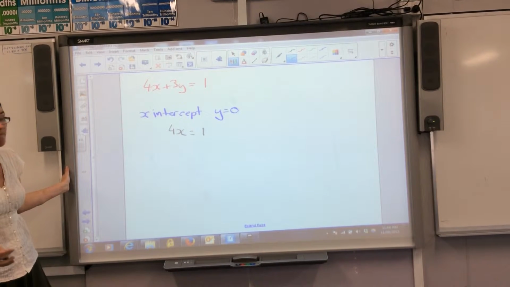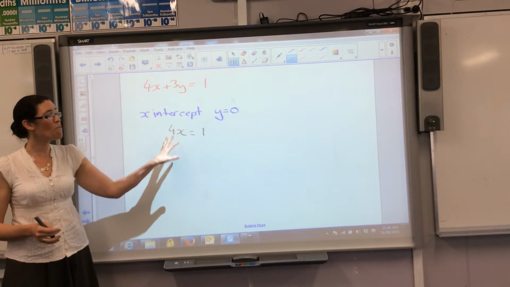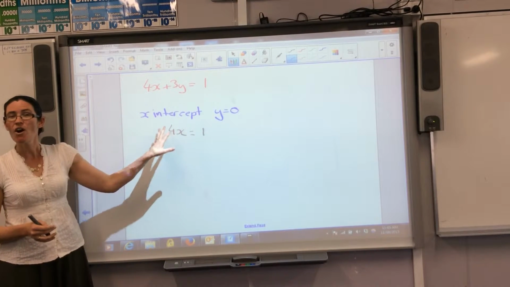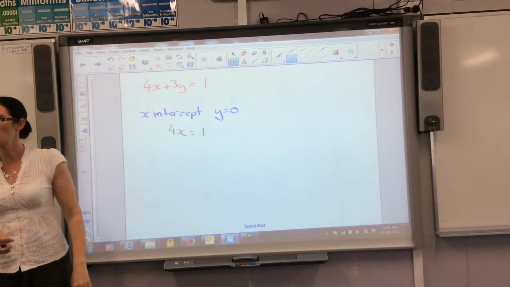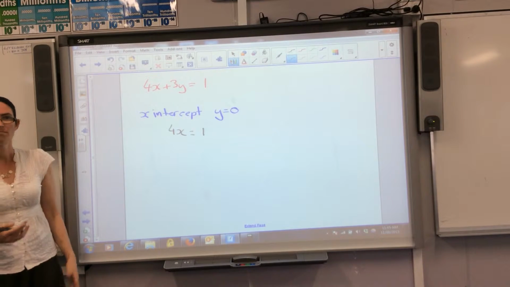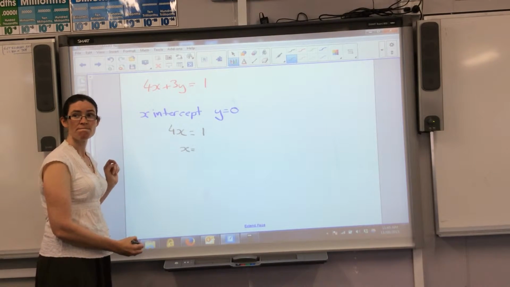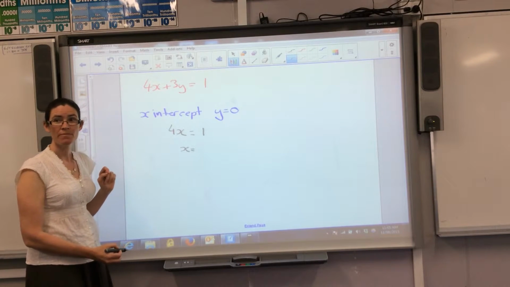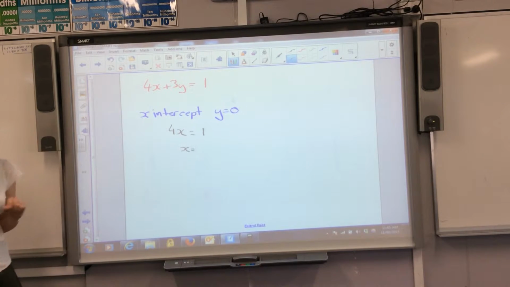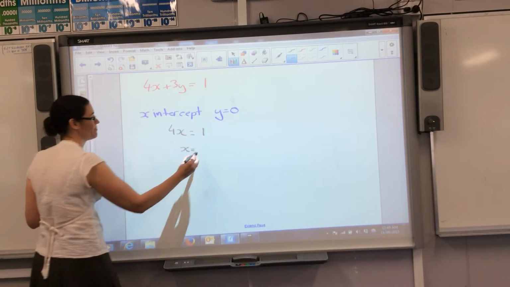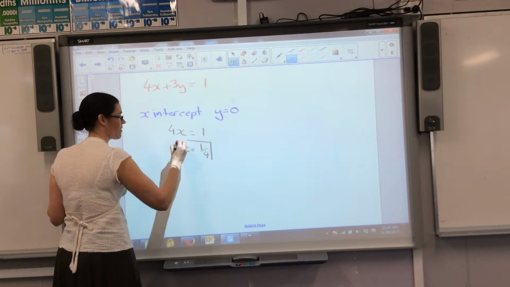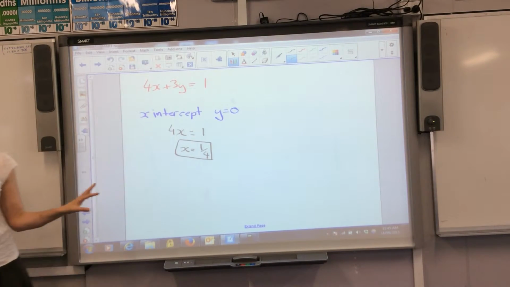So once I put y is 0, I get this equation. That's not very hard to solve, is it? It's like last week's. What's the answer? 0.25. Yeah, crushed it. Is everyone happy with that?